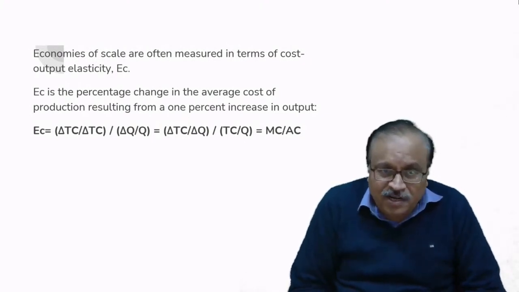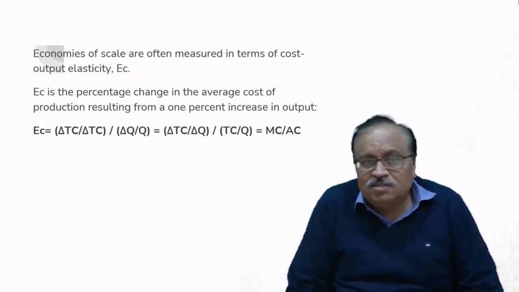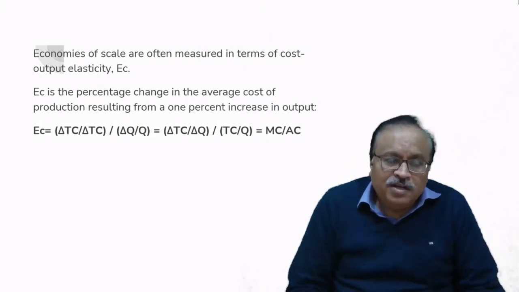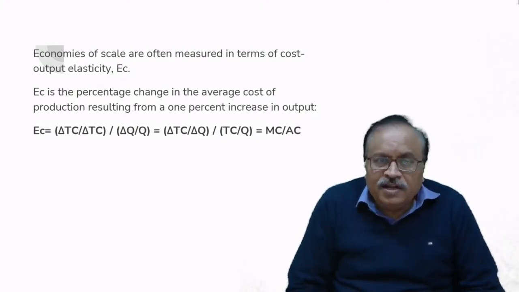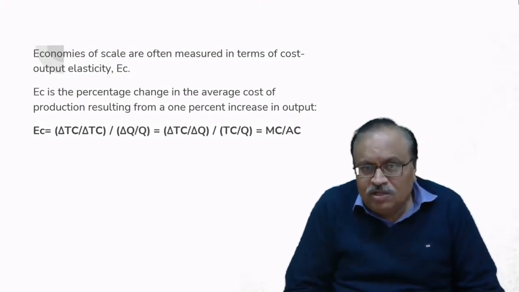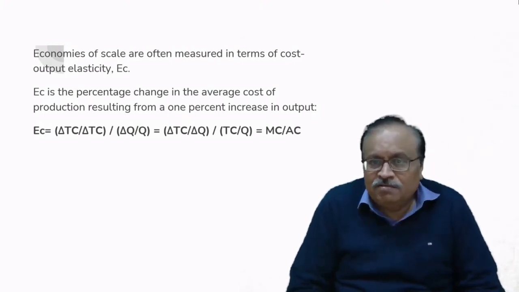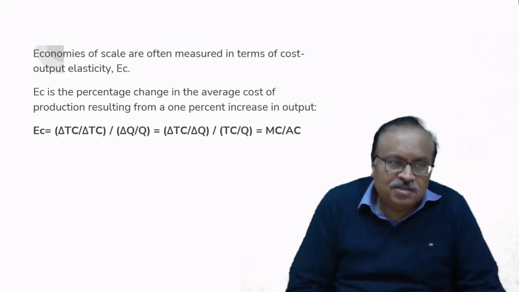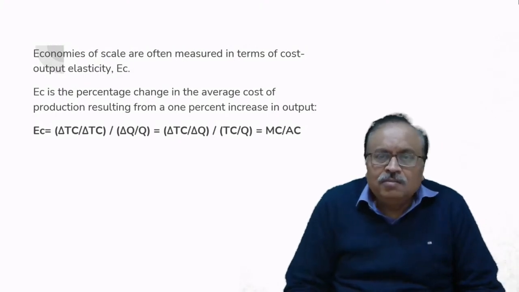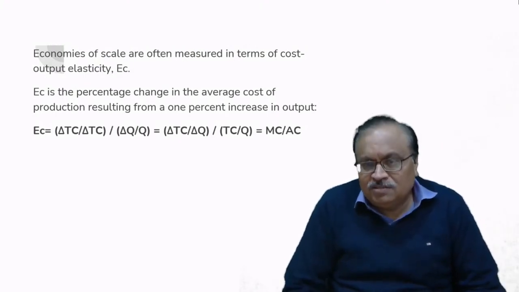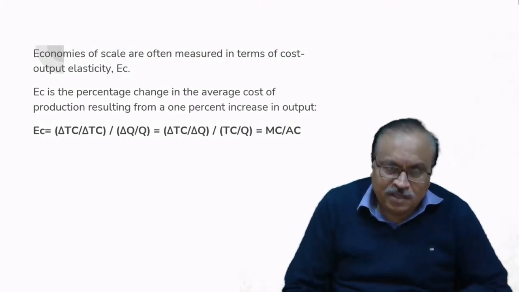Economies of scale are often measured in terms of cost output elasticity, EC. EC is the percentage change in the average cost of production resulting from a 1% increase in output. So EC is delta TC divided by delta Q, the whole divided by TC by Q. If we convert it into marginal cost and average cost, it is MC by AC. So basically, economies of scale can only be measured provided MC is greater than AC. Till the point MC is greater than AC, we have economies of scale.